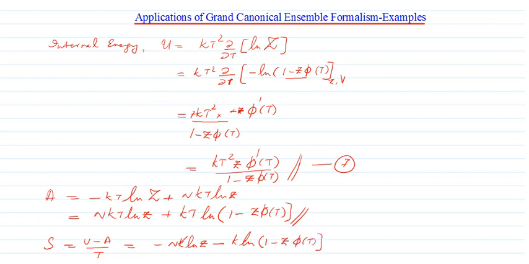Then plus what you get finally is kT Z, it's all interrelated, phi dash of t divided by 1 minus Z phi of t. You are getting it from U with the expression for t. So that will be the expression for the entropy. Now these are, you can call it, equation number 8, equation number 9, likewise.